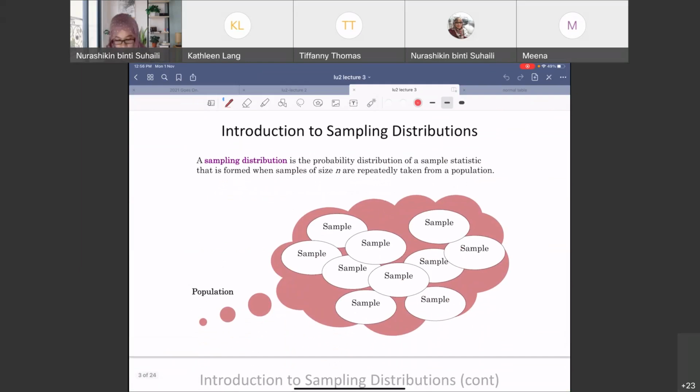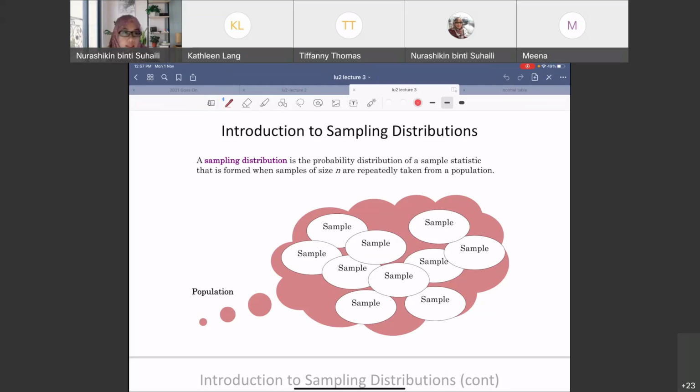Okay, now what is a sampling distribution? A sampling distribution is a probability distribution of a sample statistic that is formed when samples of size n are repeatedly taken from a population.